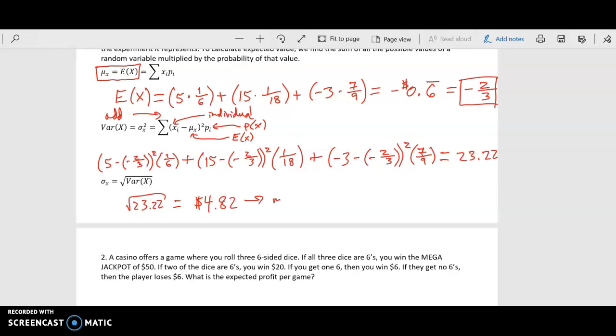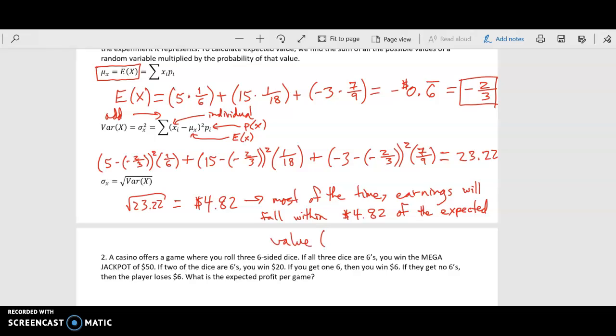So what does that mean? That means that most of the time, earnings will fall within $4.82 of the expected value. Which is negative 0.67 to the nearest cent. Okay.